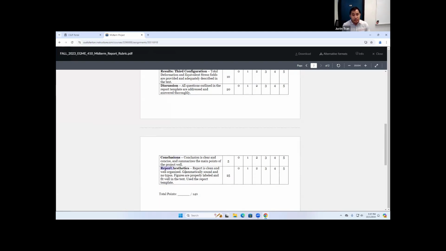And I have a section here for report aesthetics. Okay, so at the end of the day, this is still a professional report that you're putting together. And so the grammar has to be on point, the formatting has to be good. Your figures have to look nice. They all have to be labeled and all that stuff. Okay. And so as long as you follow the report template and you make sure your screenshots are nice looking, then the aesthetics part is pretty good.